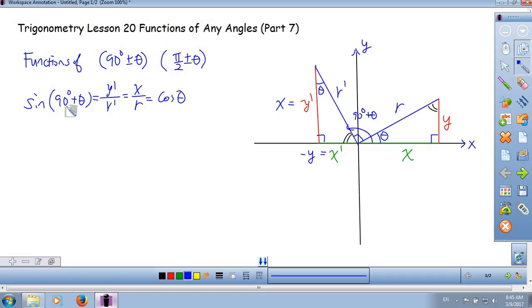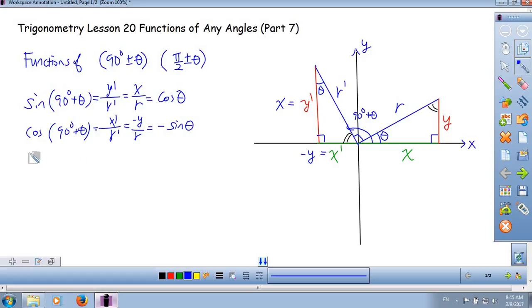So when you do sine of 90 degrees plus theta, you get back to cosine of theta. And let's do cosine. Cosine of 90 degrees plus theta will be equal to x prime over r prime, but x prime is equal to negative y. Okay, y is negative because it goes in the negative direction, so we have to do negative y over r, so it's negative sine of theta.